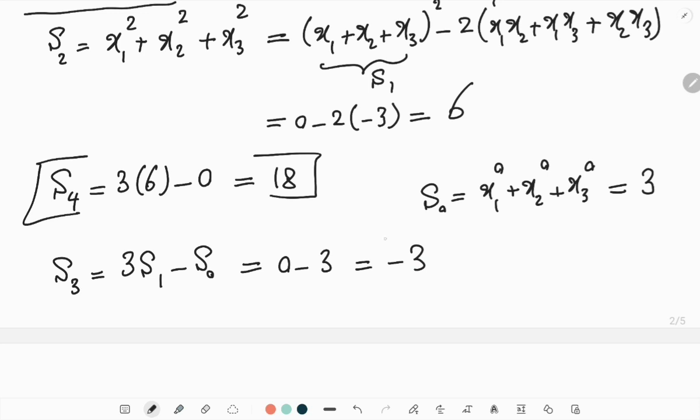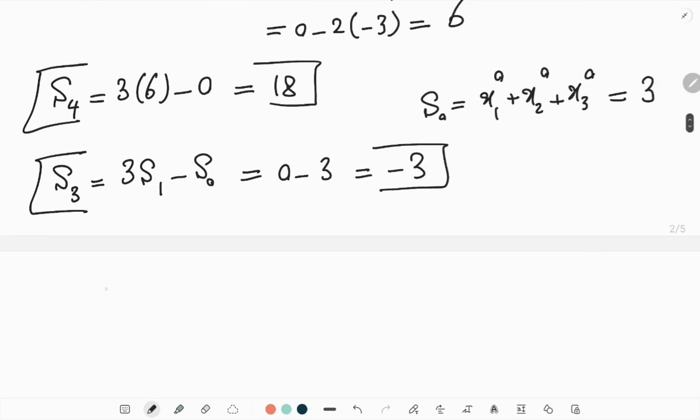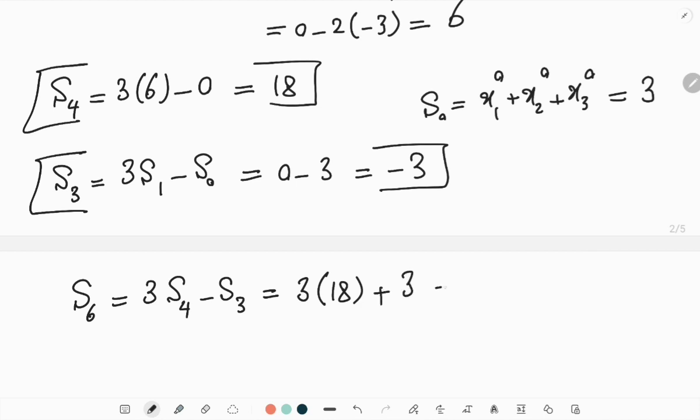So we already also have S3, and as a result, we get S6 equals 3 S4 minus S3, which gives me 3 times 18 minus negative 3, that is 54 plus 3, which is 57.